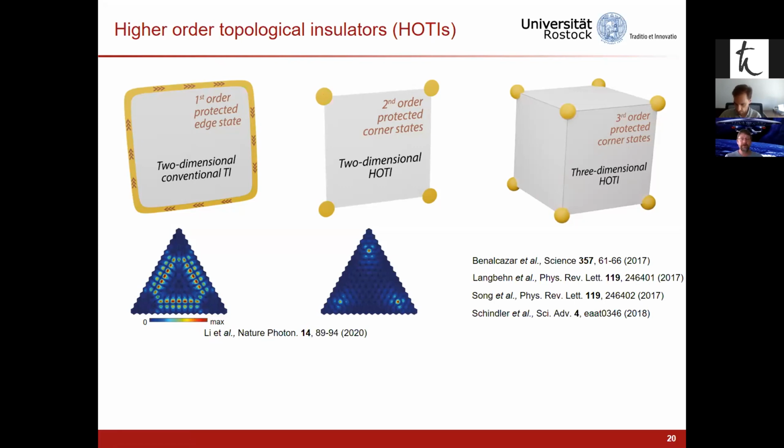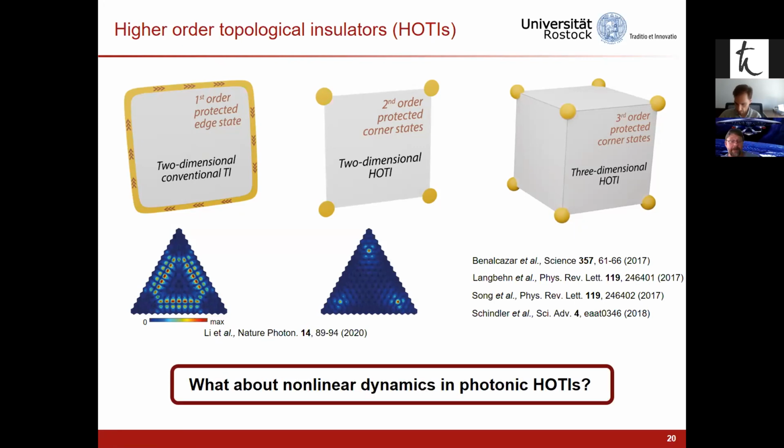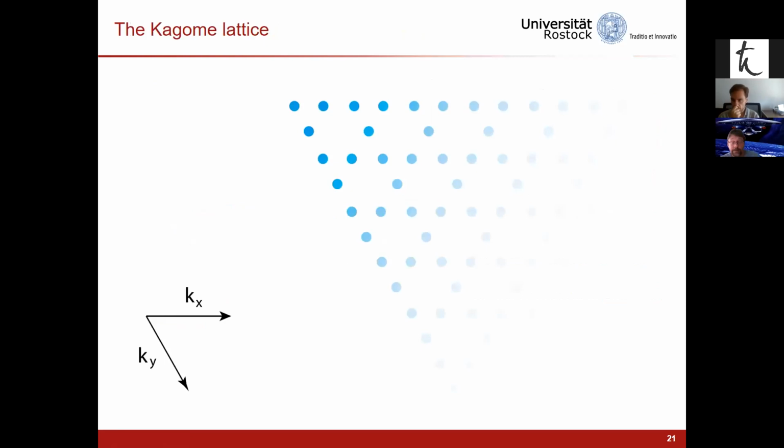So there is a lot of work going on in these higher order topological insulators. Pretty cool stuff. Question still, what about nonlinear dynamics in photonic higher order topological insulators? And here I will give some first answers on that. So we start with the Kagome lattice. So this is the Kagome lattice. You see, it's very much related to the SSH lattice in a kind of 2D feature. So this is how it looks.